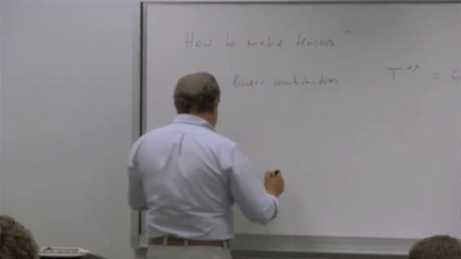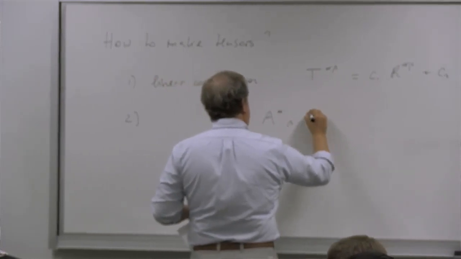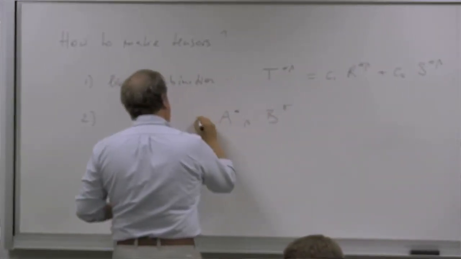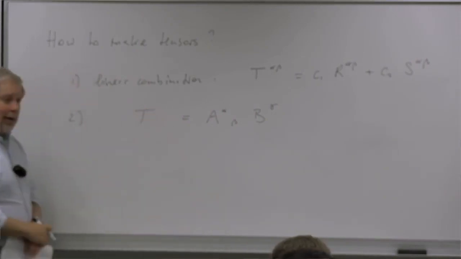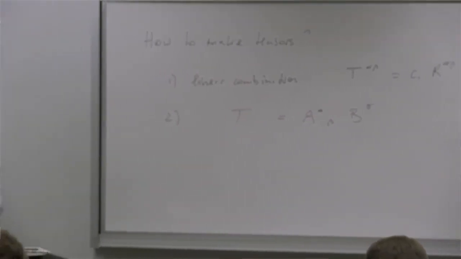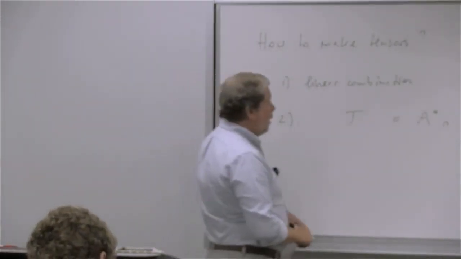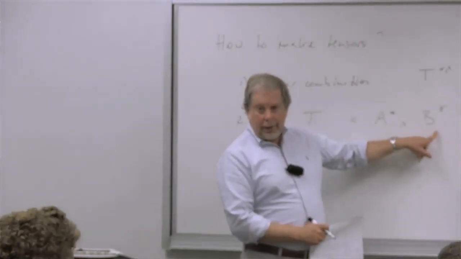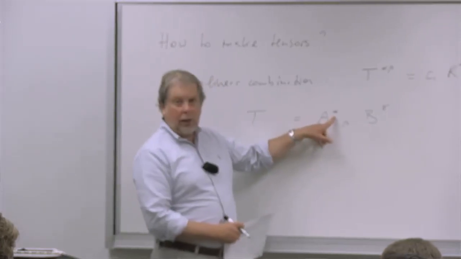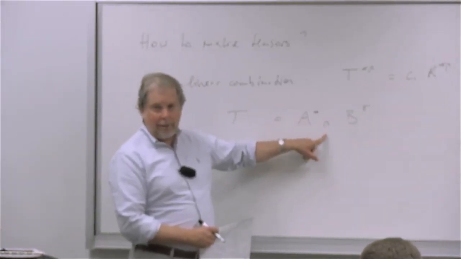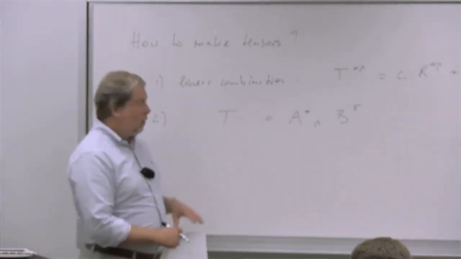So that is one possibility, to take a linear combination, and the other possibility is to do a direct product. In other words, if you take A alpha beta and B gamma, then this is also a tensor, and it is a tensor that inherits the correct tensor properties from the original tensors. This one is a purely contravariant one. This is one that is contravariant in the first index and covariant in the second index. And so this tensor has to maintain that structure.